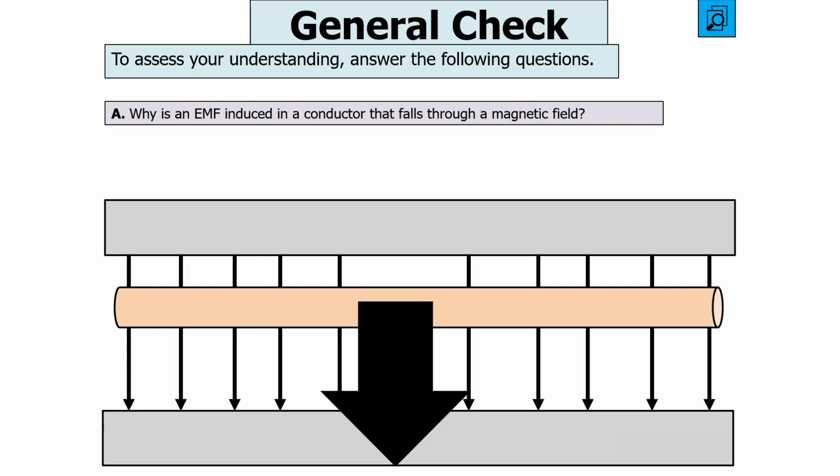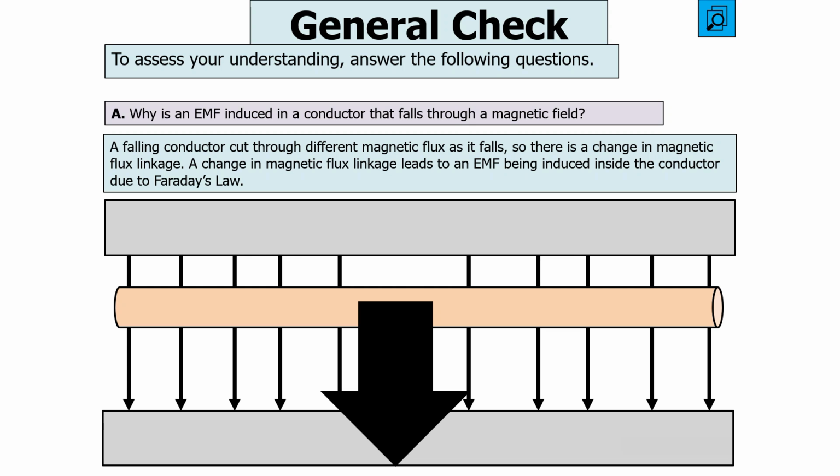Why is an EMF induced in a conductor that falls through a magnetic field? A falling conductor cuts through different magnetic flux as it falls. This gives a change in magnetic flux linkage. A change in magnetic flux linkage leads to an EMF being induced inside the conductor due to Faraday's law.